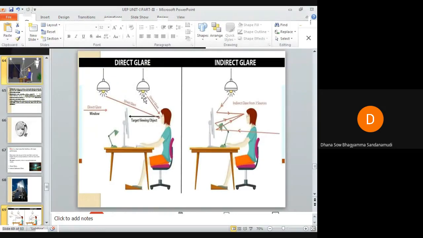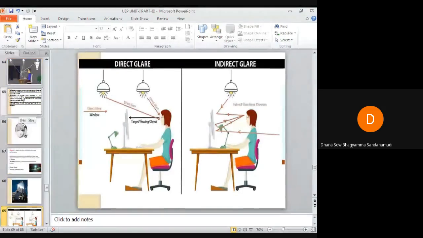If the lamps are fixed very near above our head, very low towards the surface, and the light rays fall directly into our eye, it causes glare. Even the light ray coming from the window can cause glare to our eyes. If it is an indirect glare, the light rays will fall on any surface and be reflected towards our eye. Even this table lamp, if you see, there is a table lamp here. From there, the light ray is falling on the screen and going towards the eye. That is reflected glare.